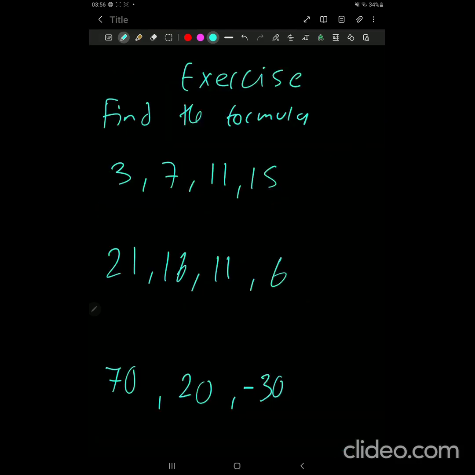Here I have a few questions, try to solve them. Try to find the formula of this sequence. And remember the formula to find this, if you haven't solved it, I will give you a hint. It will be dn plus first term minus d.